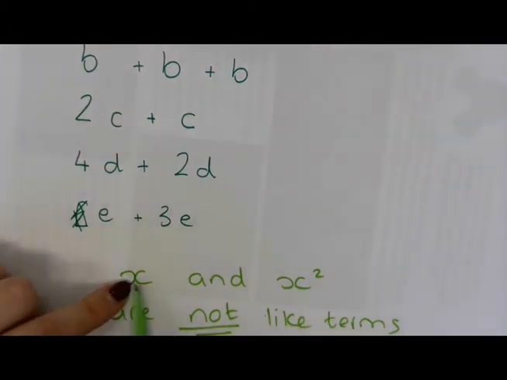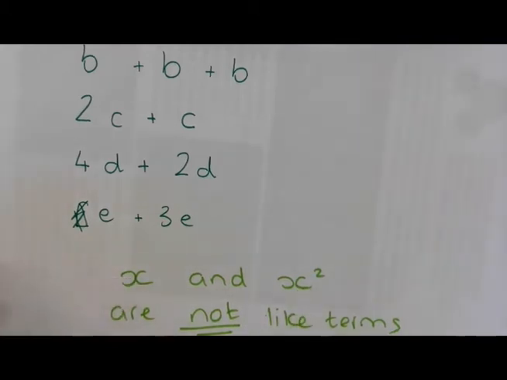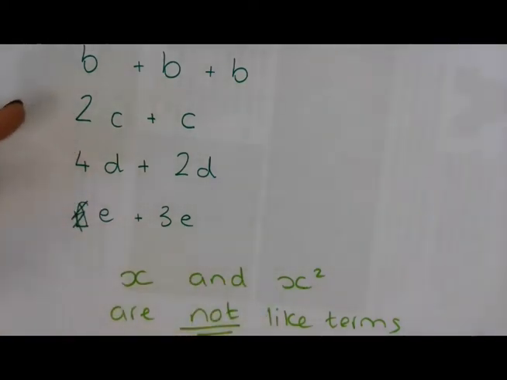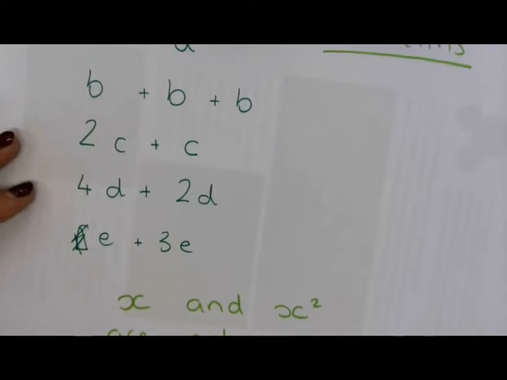This is x times x, okay? So if we said x was 2, we'd have 2 here, and this would be 4. They're not the same thing. So x and x squared are not like terms. In the same way, a and a squared are not like terms. b and b squared are not like terms. c cubed and c to the power 42 are not like terms, okay?